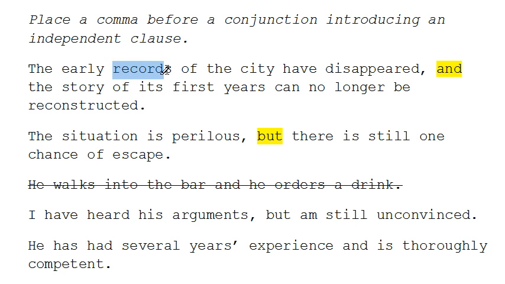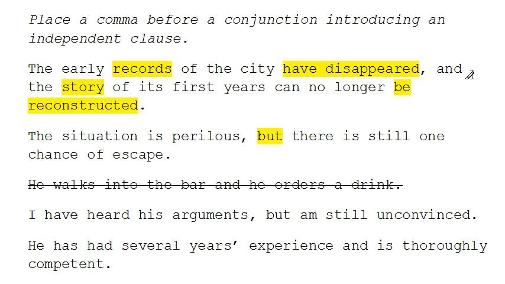Here we have a subject, records, and a verb, have disappeared. So from the word the to the word disappeared, we actually have an independent clause. Now we have another independent clause in this sentence, story can be reconstructed. Story is the subject, be reconstructed is the verb. Now, what is gluing those two independent clauses together in order to make a compound sentence? Well, the glue that holds this compound sentence together is the conjunction and.